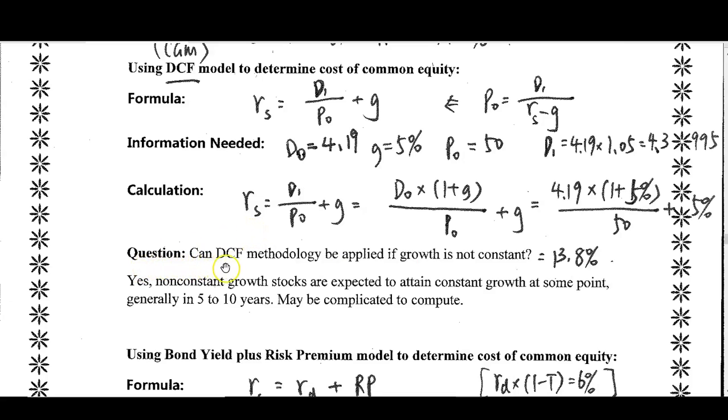Question: can discounted cash flow method be applied if growth is not constant? Yes, non-constant growth stocks are expected to attain constant growth at some point, generally in 5 to 10 years. May be complicated to compute. Okay, this is saying that if we don't have a constant growth rate G forever, if we are treating non-constant growth model version or 2-stage model, there is still a way to calculate RS, but that's going to be much more complicated.